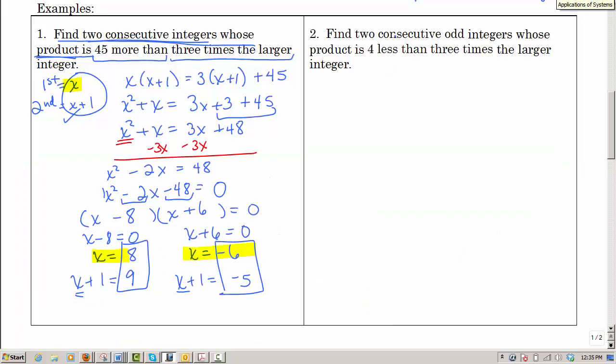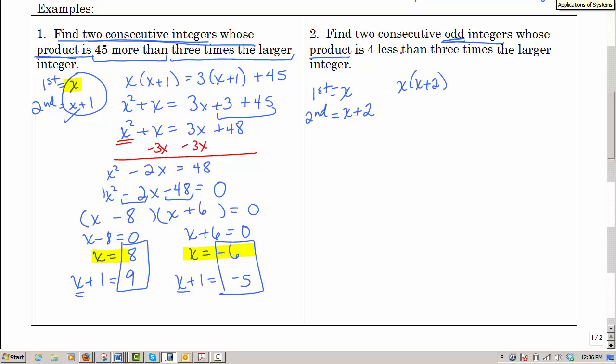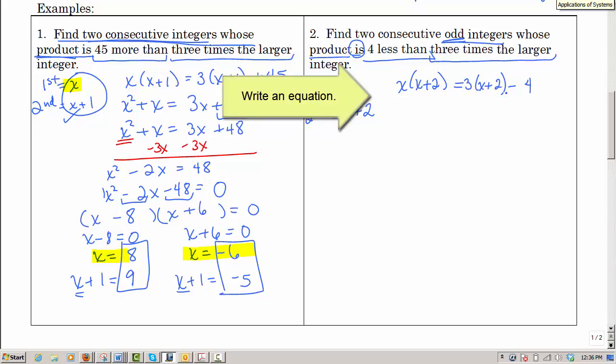Going on to number 2. Find two consecutive odd integers whose product is, and I'm going to stop. So same type of setup. The first one is x, but this time the second one, since it says odd, I need x plus 2, right? Whose product? That means I'm going to multiply them together. So find two consecutive odd integers whose product is 4 less than. That means I'm going to subtract 4 from what? 3 times the larger integer again. So 3 times x plus 2. 4 less than means I need to subtract 4 from the 3 times the larger integer.